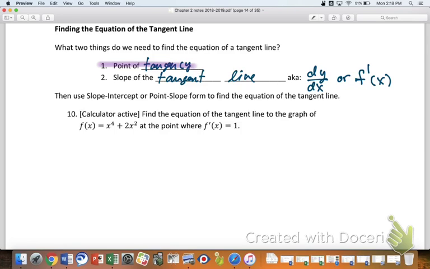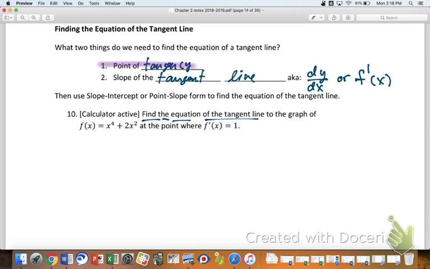So this one says, find the equation of the tangent line to the graph of f of x equals x to the 4th plus 2x squared at the point where f prime equals 1. So sometimes it's really helpful to just look at something and figure out, what does this question ask me to do? What's the key word when we're trying to determine what does this question want me to do? Find. Yep. So find helps a lot. So find the equation of the tangent line.